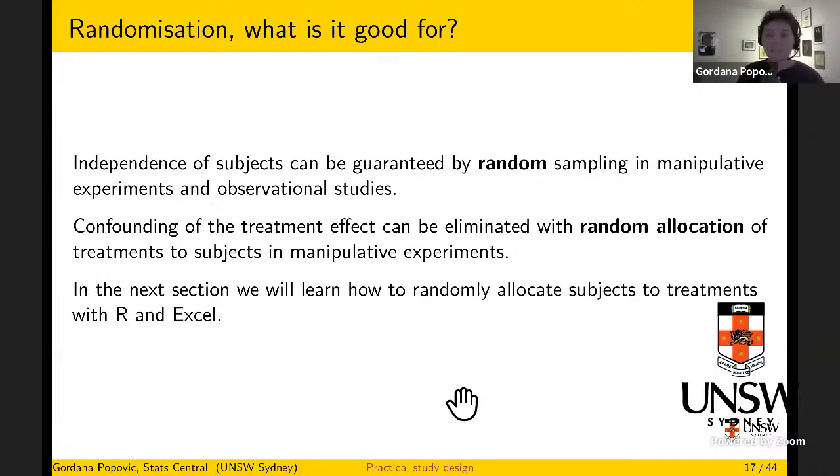So, randomization. I think we're going to do something a little bit active. If you've downloaded GPower, Excel, or if you wanted to do it in R, now's the time to open these things. We said earlier that independence of subjects can be guaranteed by random sampling in manipulative experiments, and confounding of the treatment effect can be eliminated with random allocation of treatments to subjects. So we'll learn how to randomly allocate subjects to treatments, which is the most common randomization we have to do. I'll show you how to do it in R and Excel.